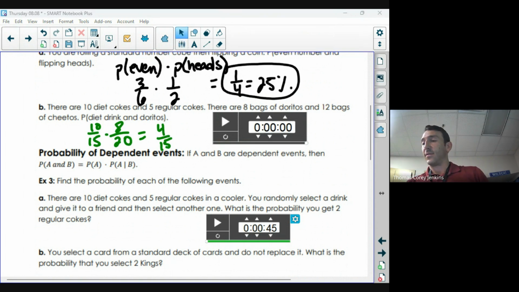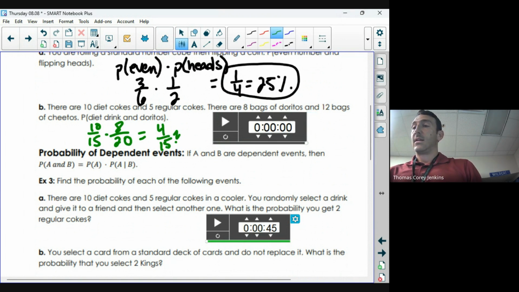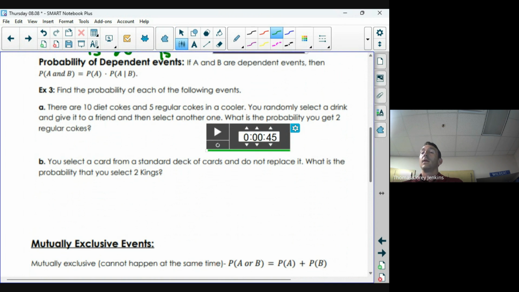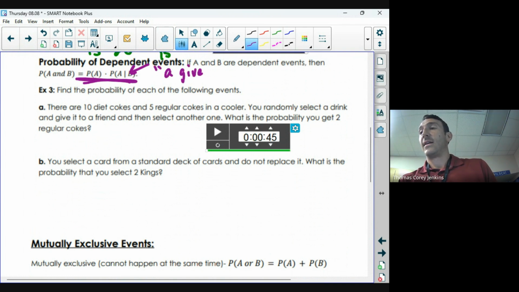So 4/15, or about 26.7%. Okay. All right, so let's look at some dependent events. The first thing affects the second thing. So it says if A and B are dependent events, then the probability of A and B is the probability of A times the probability of A, and then it has that little line in B. That means A given B. So this would be the probability of A given B.